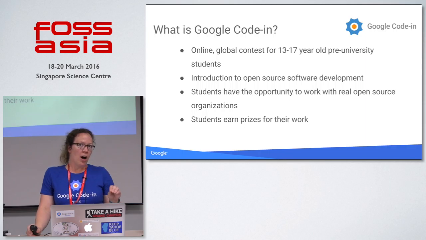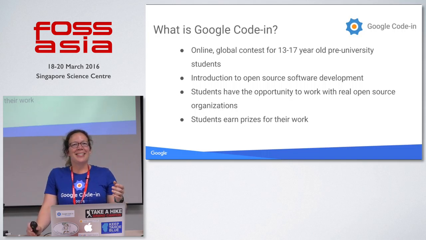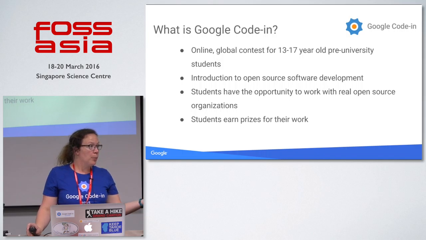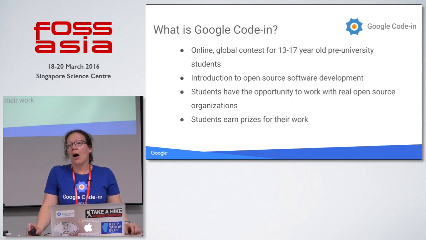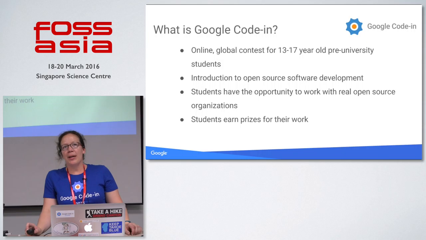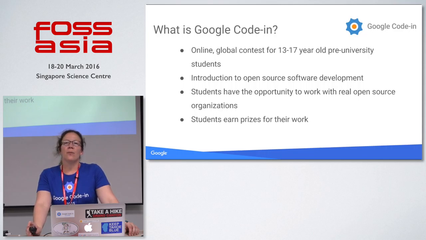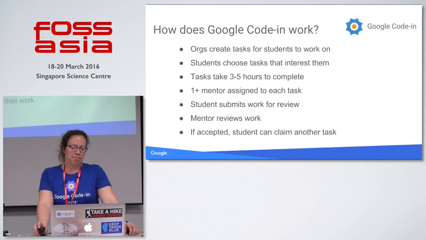It's an online global contest for 13 to 17-year-old students around the world. And it's for pre-university students, which would generally be called different things in different parts of the world, high school, or some places they call it a college, not in the US. But it's an introduction to open source software development for these teenagers. And students also have the opportunity to work with a real open source software project and gain real world experience. And they earn prizes for their work. And this is a 7-week contest that goes on generally from late November to early December to mid-ish or late January every year. We vary the date slightly, but that's generally the timeline.